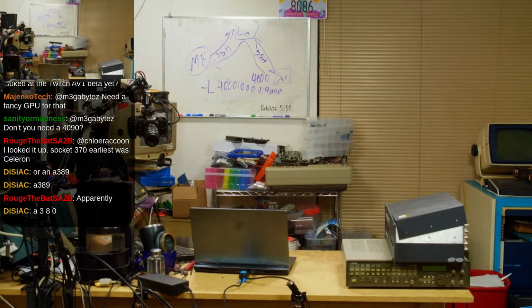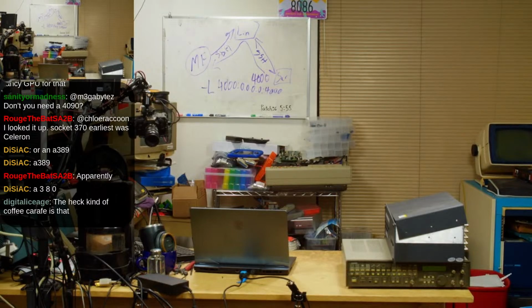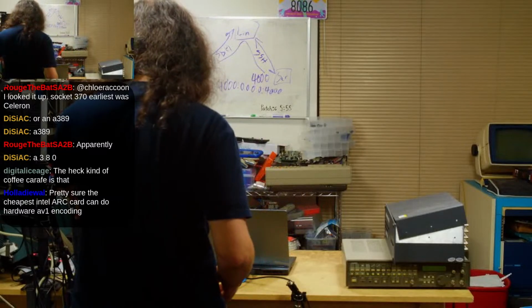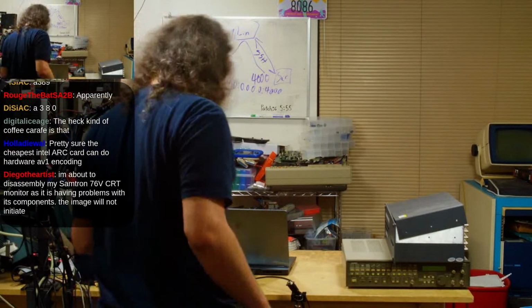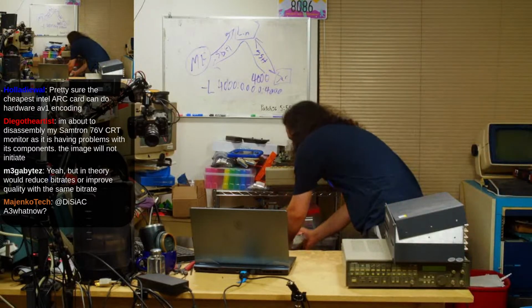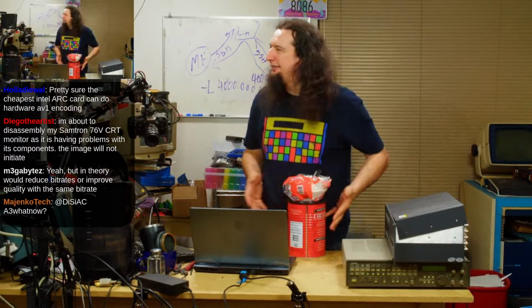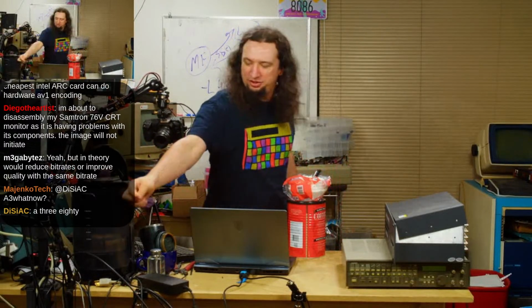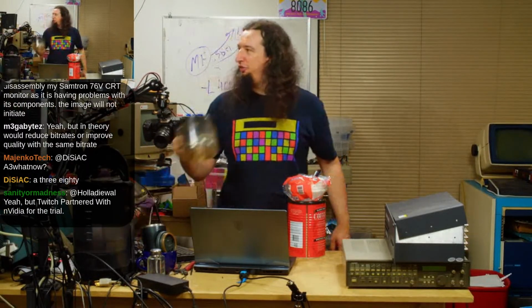Alrighty. Okay. So, we are coffeeing. What kind of carafe? No, that's not the carafe. That's just the reservoir. The carafe is on the front right here.